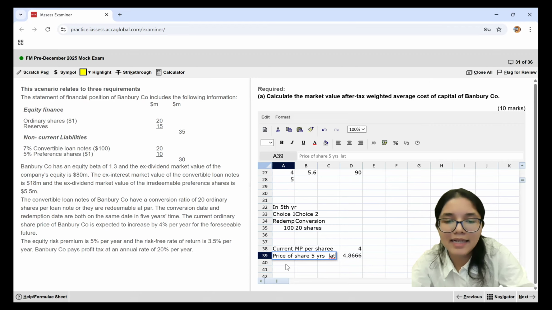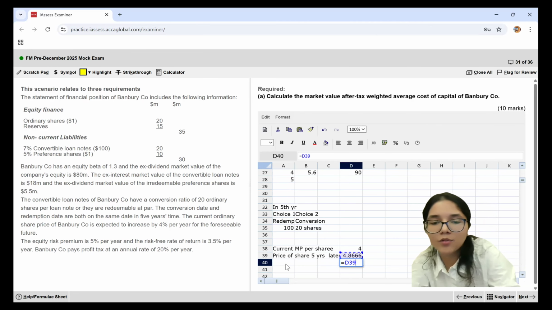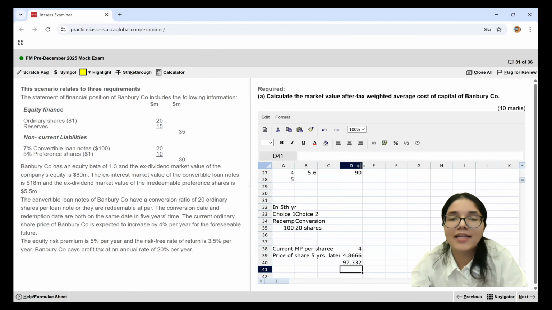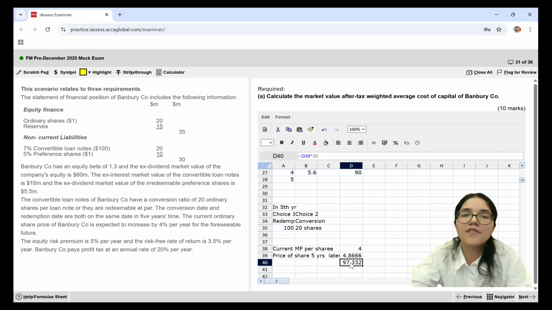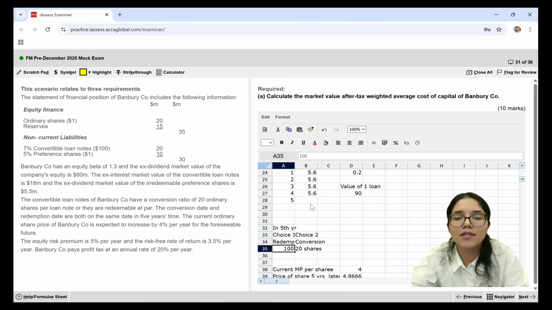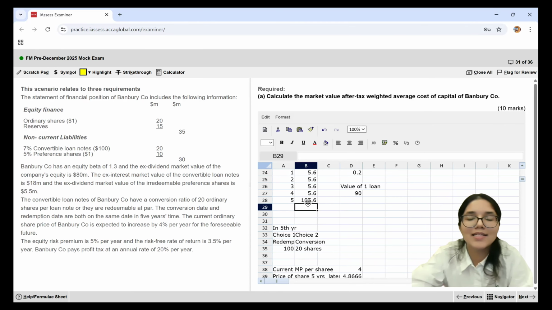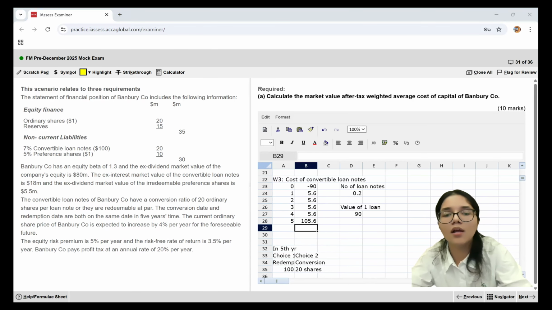This is what the price of the share will be 5 years later. So as an investor, when I'm choosing to get 20 shares, this is the worth that I will end up receiving, 97.32. So as an investor, will you choose to receive $100 or will you choose to receive 97? Obviously, any rational investor will choose to receive $100. So you take 100 plus the interest of the last year. These are the post-tax cash flows which are associated with these convertible loan notes.